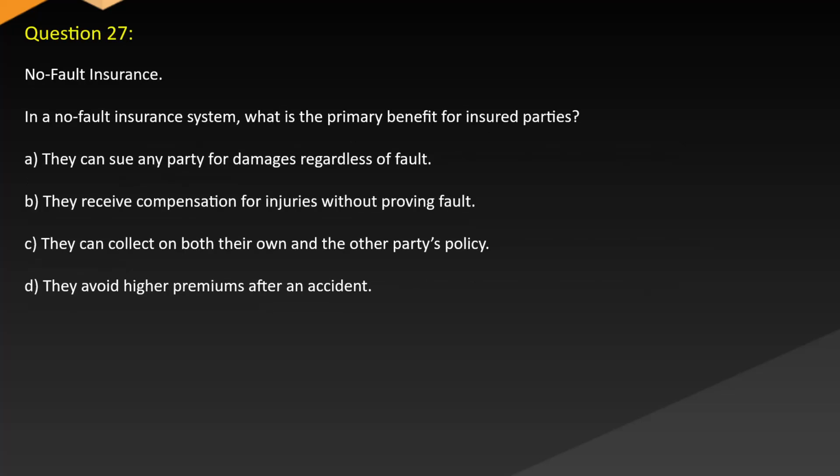Question 27. No-fault insurance. In a no-fault insurance system, what is the primary benefit for insured parties? A. They can sue any party for damages regardless of fault. B. They receive compensation for injuries without proving fault. C. They can collect on both their own and the other party's policy. D. They avoid higher premiums after an accident.